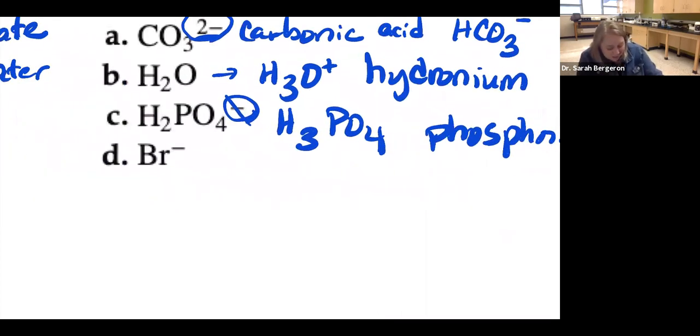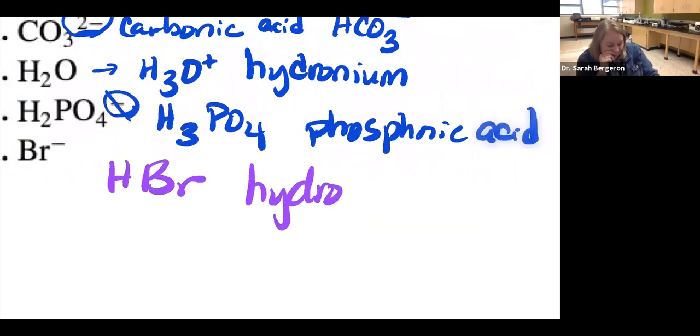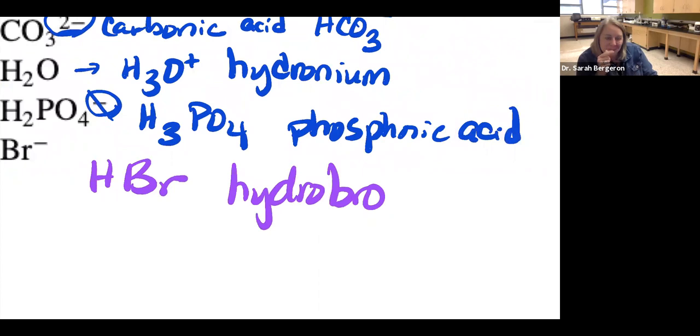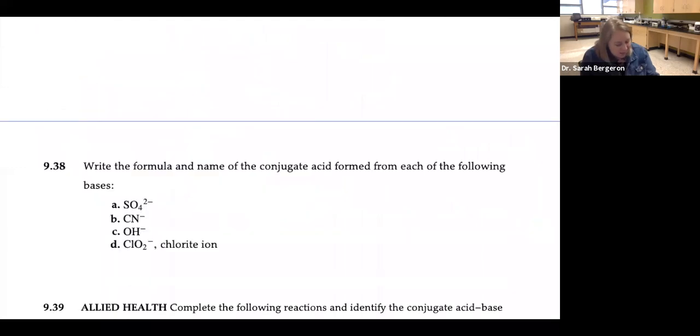And so I don't understand why they give you examples that are not quite perfect, but anyway, okay, Br minus. How many times have we done this? Br minus, right? If we're going to add a hydrogen, that's HBr, right? And it's binary, so this is going to be hydro-bromic, but it's not going to be bromide. It's going to be IDE to IC, hydrobromic acid. So just keep that in mind. Okay, I think that is it.